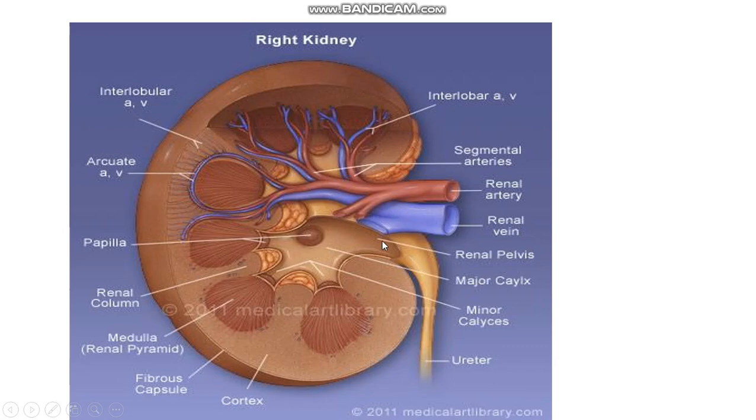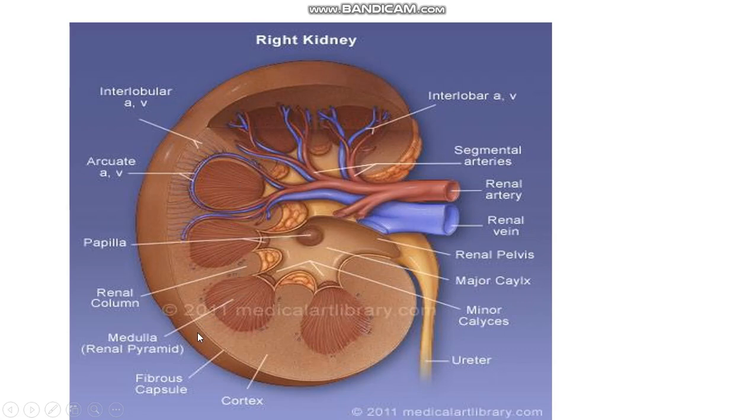Then within the sinus, the renal pelvis is divided into 2 or 3 calyces. Here we can see that the pelvis is divided into 3 calyces. These are known as major calyces, and the divisions within the major calyces are known as minor calyces. Then the kidney is totally surrounded by a fibrous capsule.